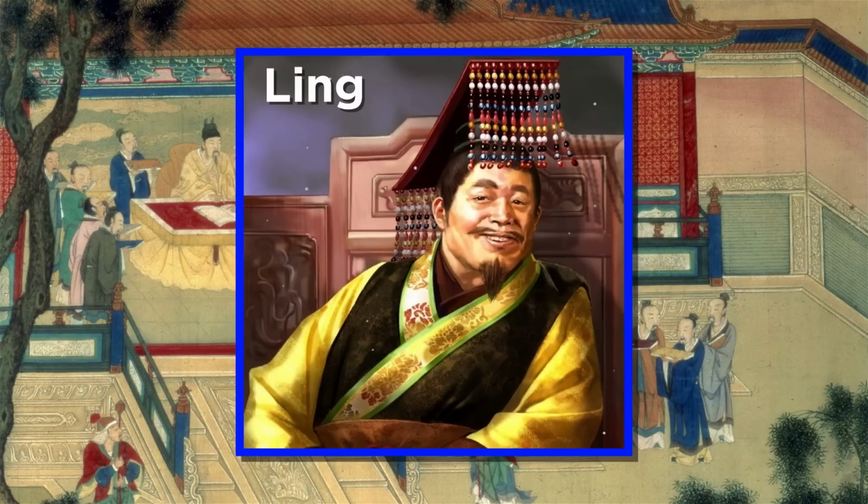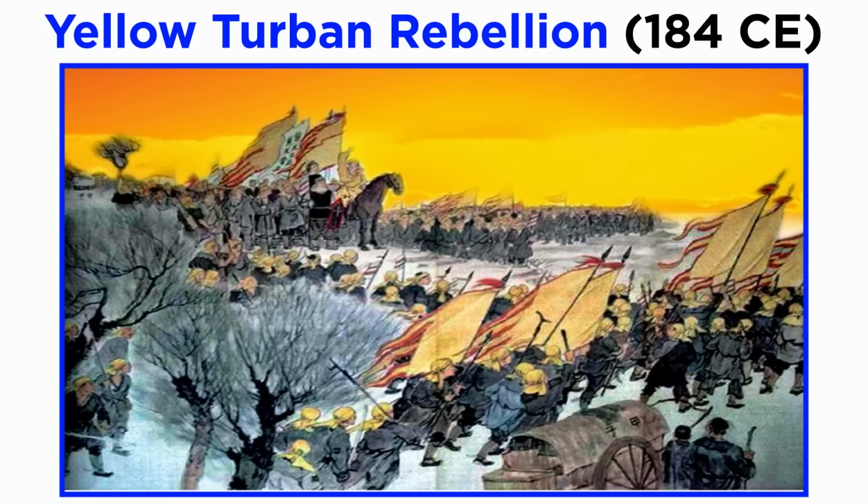The restrictions placed upon these Confucian officials lasted until the reign of Emperor Ling, when the court decided to forgive them out of concern that they would join an uprising of peasants that broke out in 184 CE. This uprising, called the Yellow Turban Rebellion, after the headgear worn by the rebels, happened because many peasants had lost their land due to famine in the north.